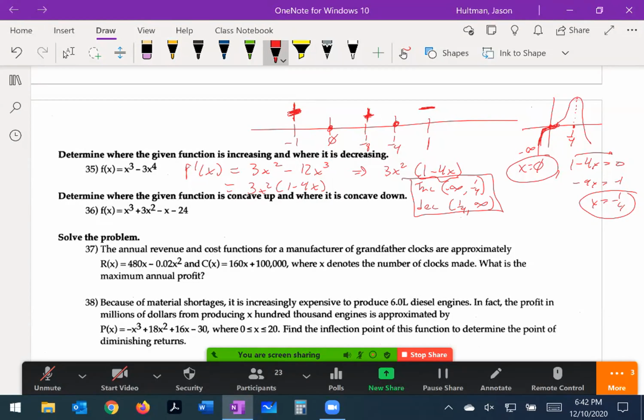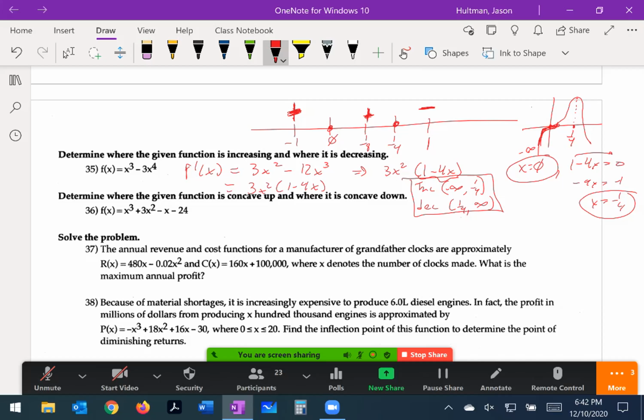Nice. Okay, what about concavity on this one? Concavity, we still have to test whether it is concave up or concave down, but we do that with the second derivative. So here we're going to take the second derivative. We first have to get our critical values... oh, no, we don't. We can just go directly to the second derivative.